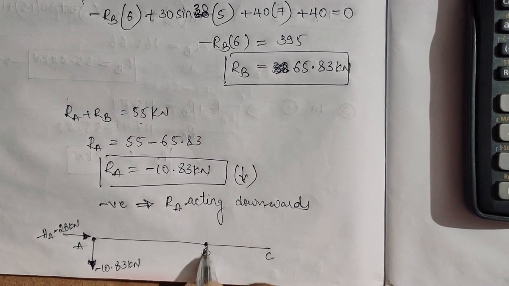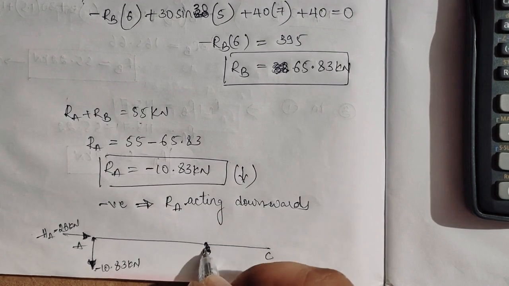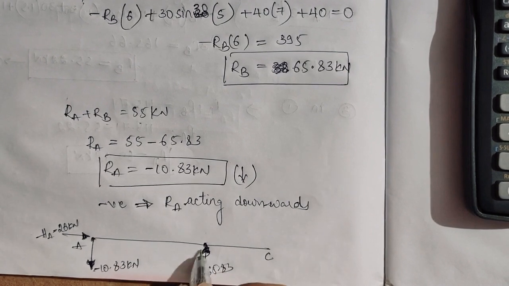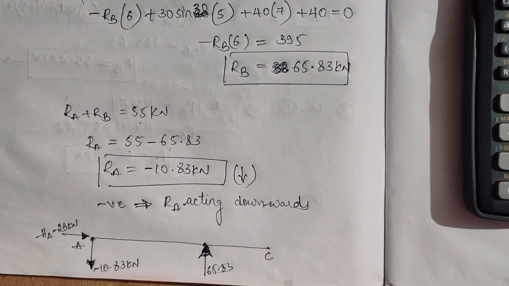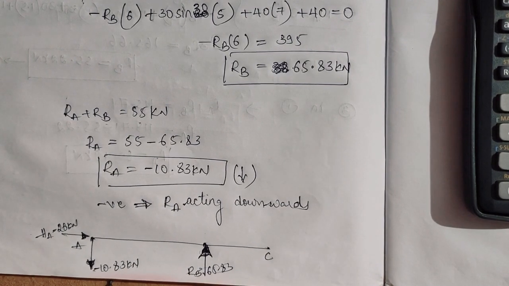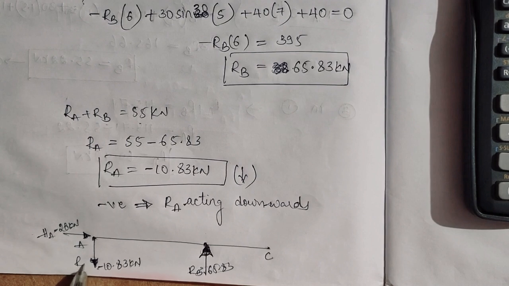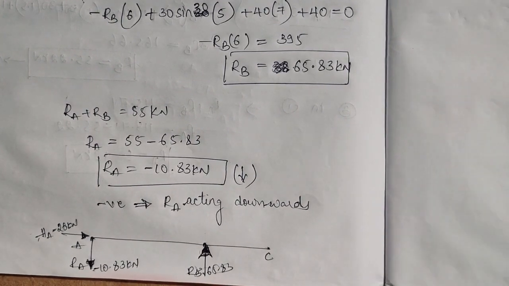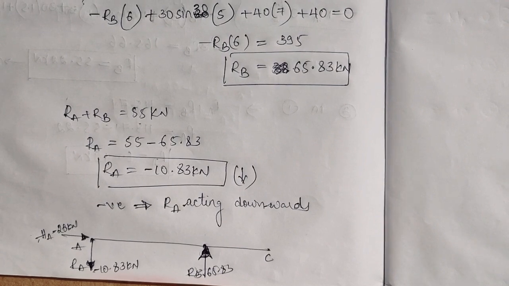So at B it is positive, which we had taken as correct, that is 65.83, in upward direction. So at C there is nothing, we have to find only the support reactions. So RA, RB and HA. Like this we will solve the problem.